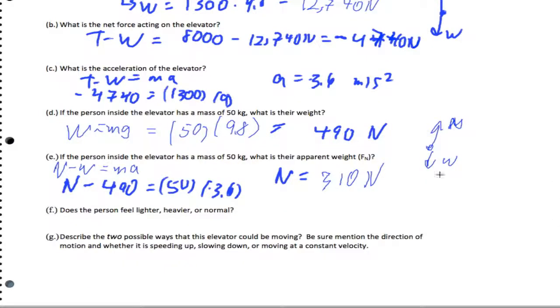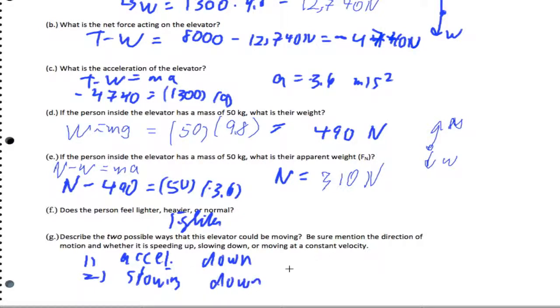Now, this is what they feel as their weight, which means they feel lighter. So what does that mean? Two possibilities. In either of these possibilities, the weight force is winning over the tension. So that means one is we are accelerating downwards, or we are slowing down, accelerating downwards meaning speeding up, or we are slowing down as we go up.